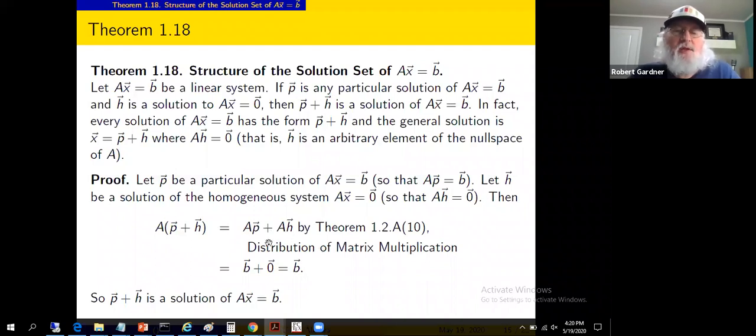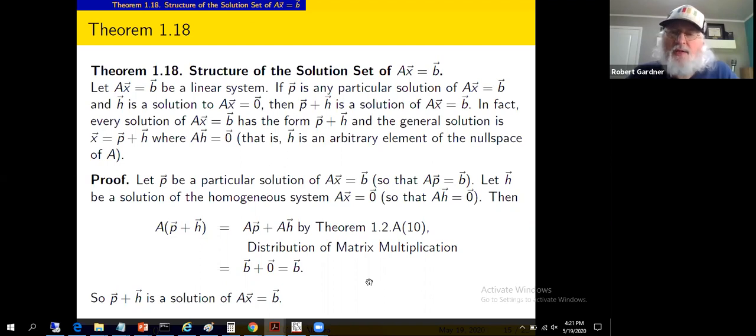All right, so we do our distributing. Hey, what's A times vector p? Vector b. That's where the p came from. What's A times vector h? 0. That's where the h came from. So we get b vector plus 0 vector. That is the b vector. So indeed, p plus h is a solution to the system of equations Ax equals b. The second claim is every solution of Ax equals b is of the form p plus h, for the p vector we found above, possibly for a different homogeneous vector.